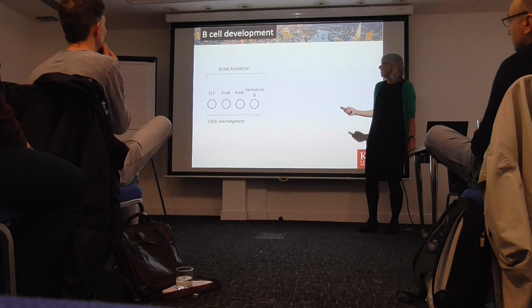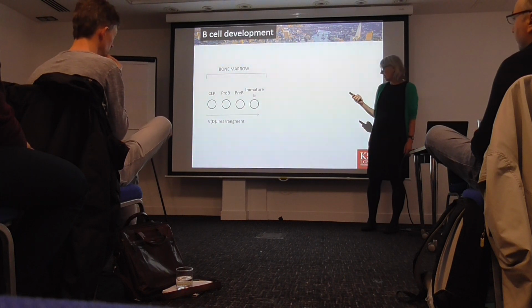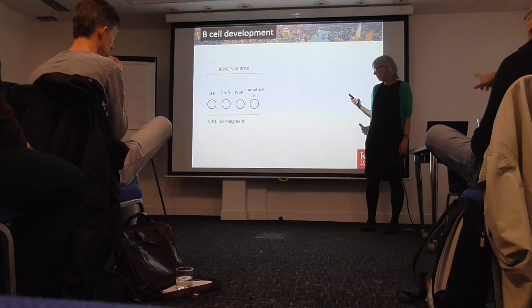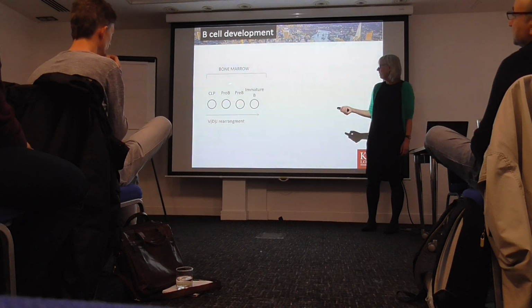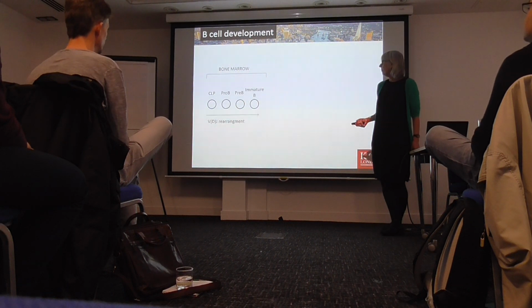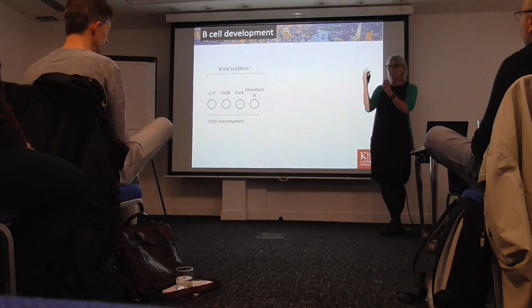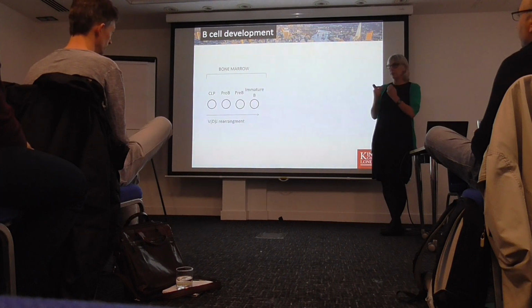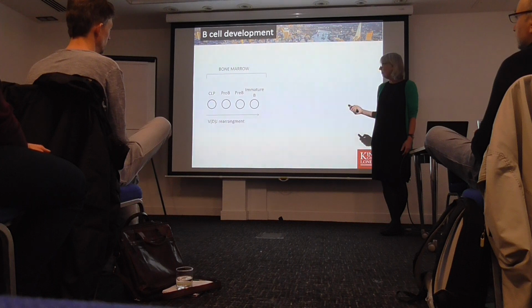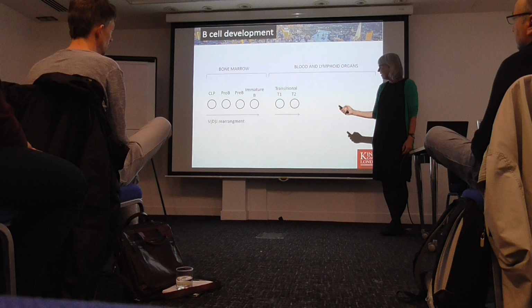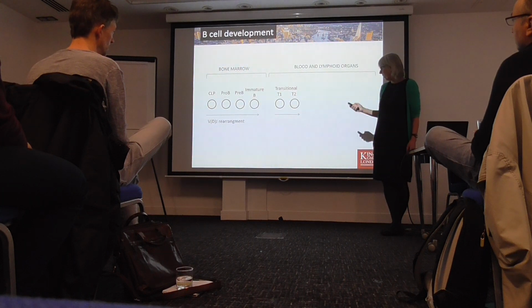So B cell development starts in the bone marrow. It starts from precursors in the bone marrow, and through this process of gene rearrangement where single V, D and J segments are chosen from multiple alternatives and put together, each B cell emerges from the bone marrow with a unique receptor on its surface. So they emerge as transitional cells. First T1 develop into T2.